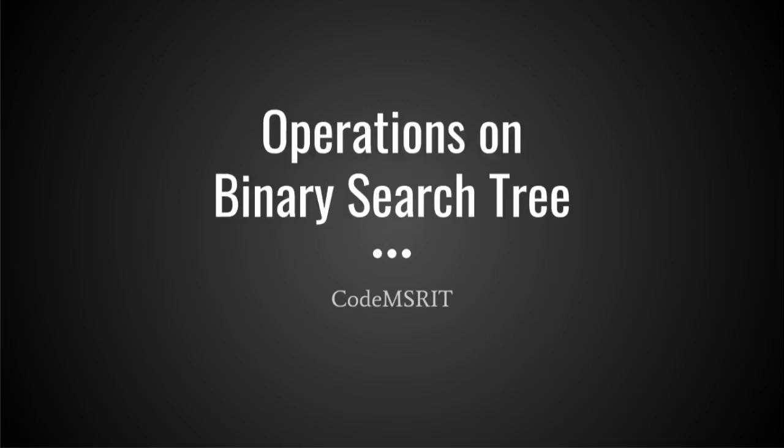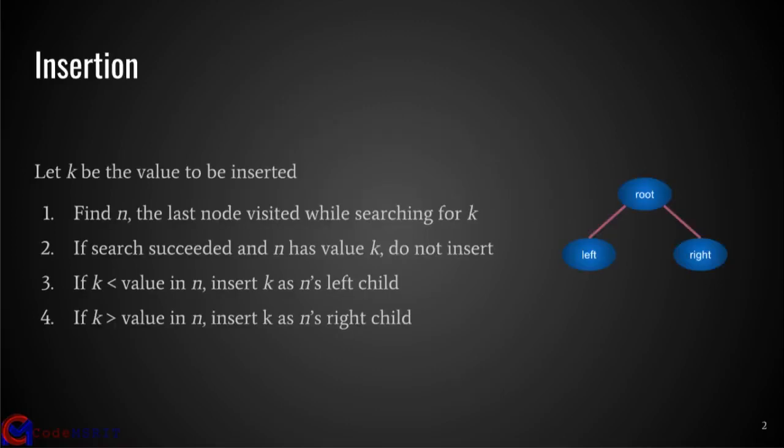This video deals with the various operations on binary search tree. When the value to be inserted is k, we first perform a search operation on the binary search tree. If the search succeeds, the element already exists and we do not insert it again, to make sure that the keys are unique. If the search does not succeed, we insert it at the point it failed.